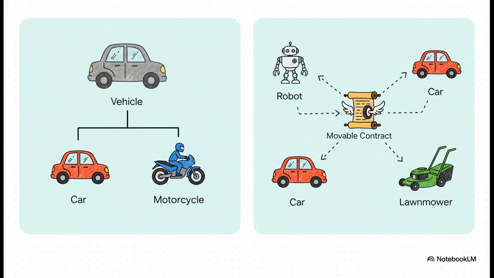You use an abstract class when you have an is-a relationship. A car is a vehicle. A motorcycle is a vehicle. They share a fundamental identity. On the other hand, you use an interface to define a capability that completely unrelated things might share. Think about it. A car, a robot, and maybe a remote-controlled lawnmower have nothing in common, but they could all be drivable. It's all about shared identity versus shared behavior.